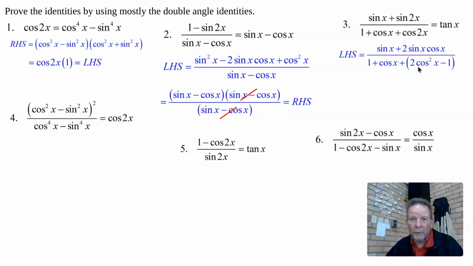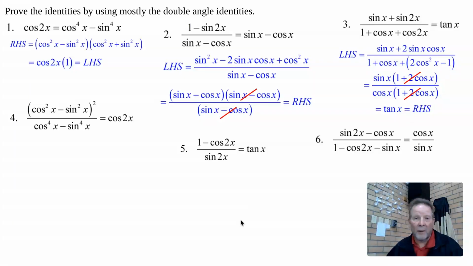You'll be left with cos x plus 2 cos squared x. And then all you do is factor. On the top, you factor out sine x: sine x times 1 plus 2 cos x. On the bottom, you factor out cos x. Cos x times 1 gives me that cos x. Cos x times 2 cos x is 2 cos squared x. And look what cancels. 1 plus 2 cos x cancels, and you're left with tan x, sine x divided by cos x. That's the right-hand side.